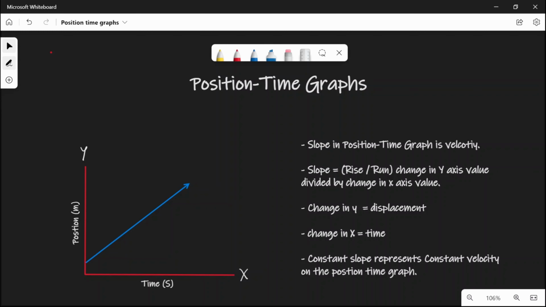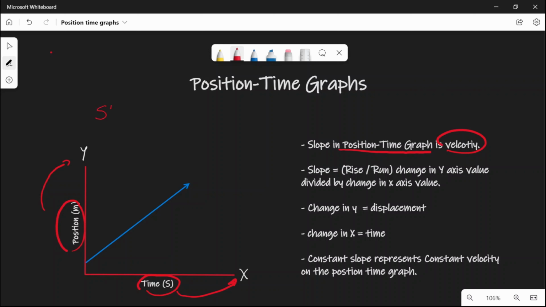In this video, I'll explain the position time graphs. So first, what is a position time graph? A position time graph is an XY plane where position is represented in Y values and time is represented in X values. You should also know that the slope in a position time graph is equal to the velocity.